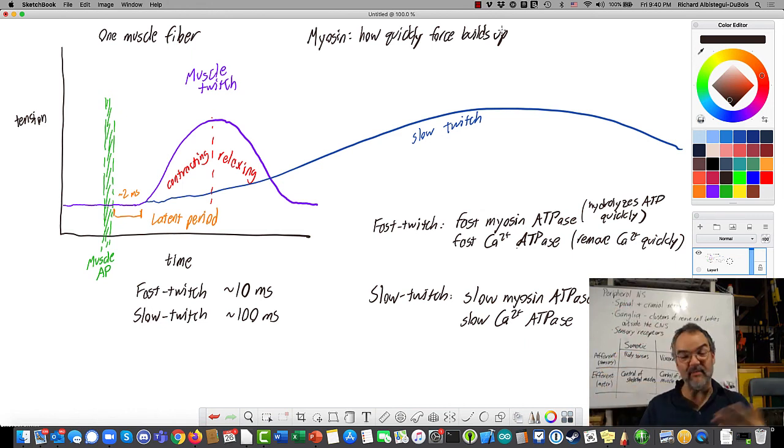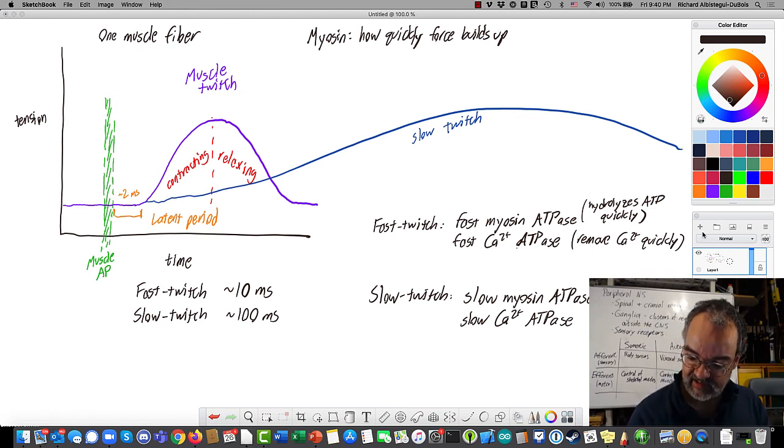We get maybe about the same number of contractile cycles. It's just in the fast twitch fiber, we build up the force quickly and then stop it quickly. In the slow twitch fiber, we build it up slowly and then gradually stop it. So that's the difference between fast and slow twitch fiber.